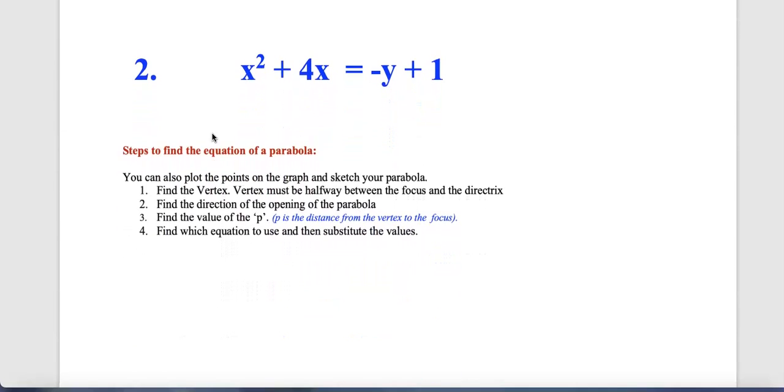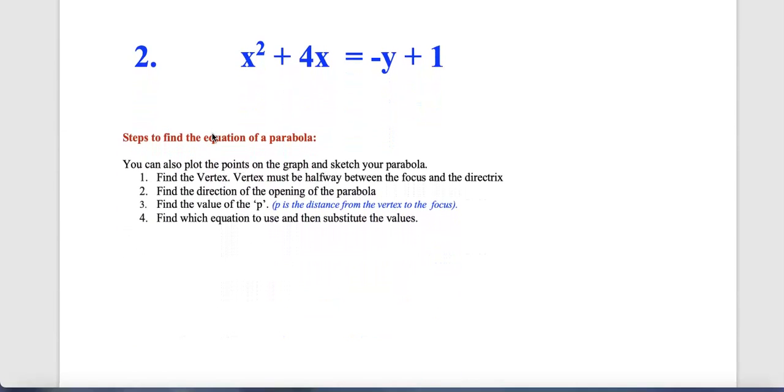Okay, let's try one more question over here. So this question says we have to still write the equation of parabola in the standard form. Okay, so let's start working on this problem. I know my equation of parabola in the standard form looks like this: x minus h whole square is equal to 4p times y minus k, or it can be in this form also: y minus k whole square is equal to 4p times x minus h.